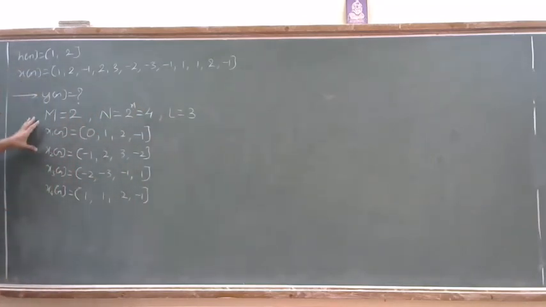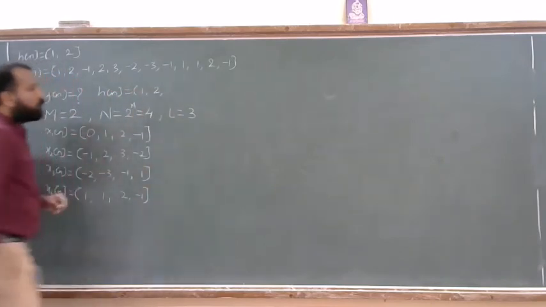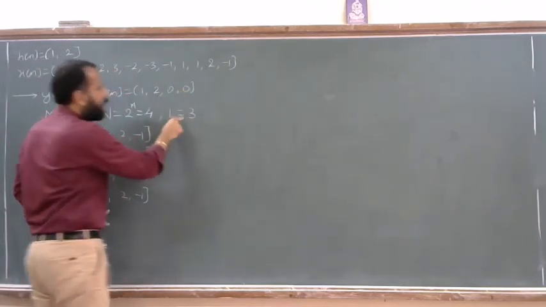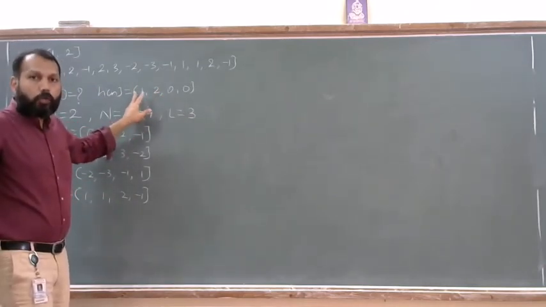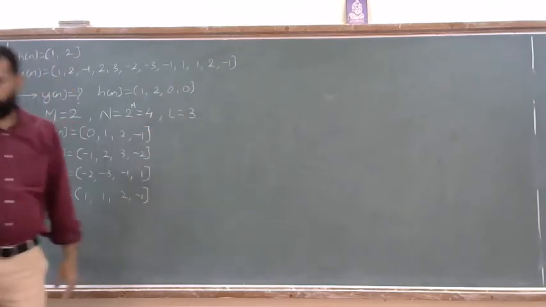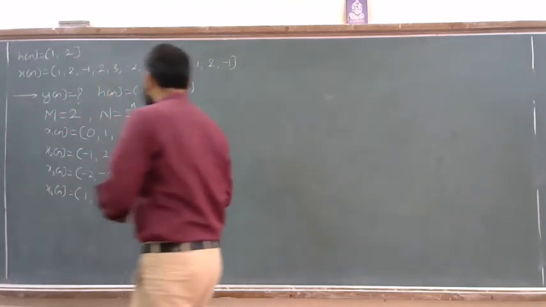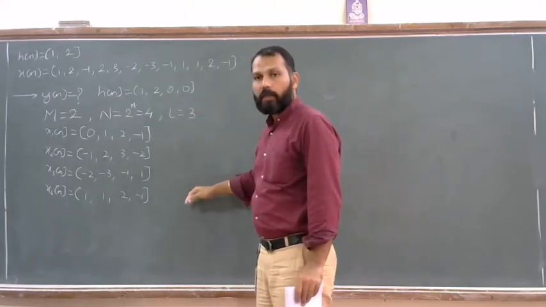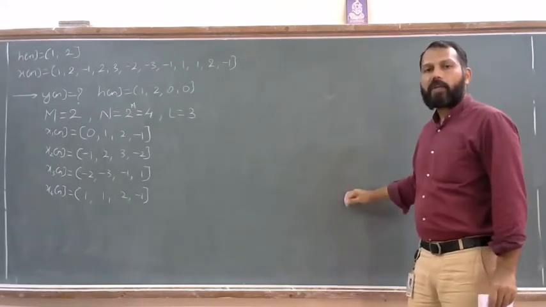Now this completes all the samples from the input, and the impulse response h of n, which is of length 2, will be extended to length 4 by padding L minus 1 zeros. 3 minus 1 is 2, so 2 zeros will be padded to the impulse response to make its length equal to 4. Now we have to apply a 4-point DFT on each of these sequences, multiply those 4-point DFTs, and apply a 4-point IDFT on each of those sequences.